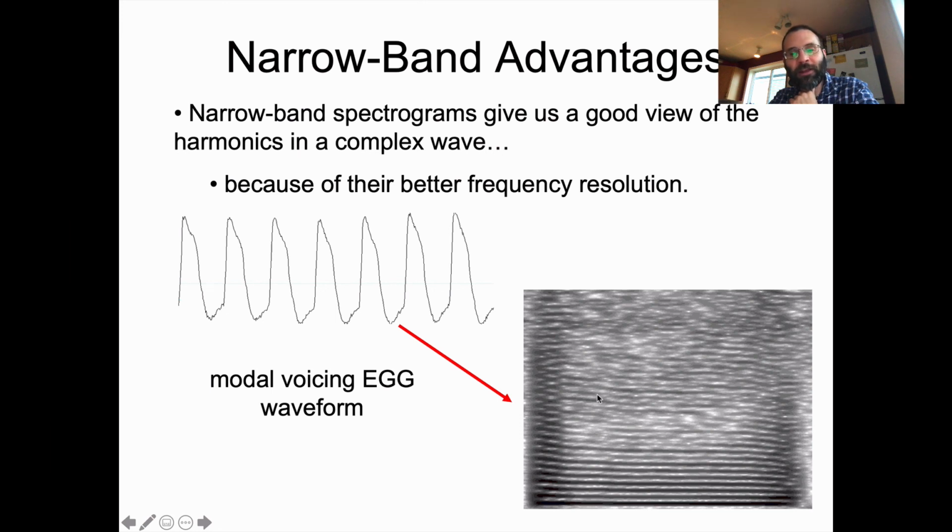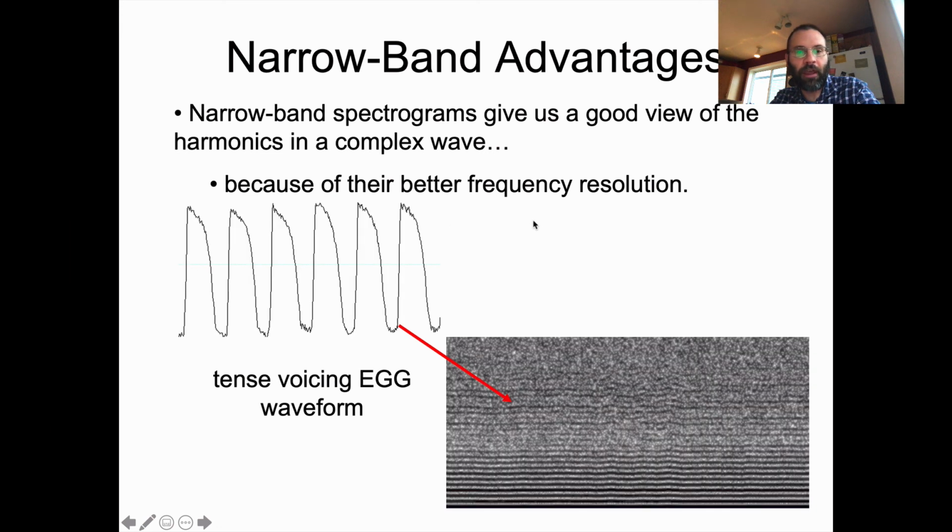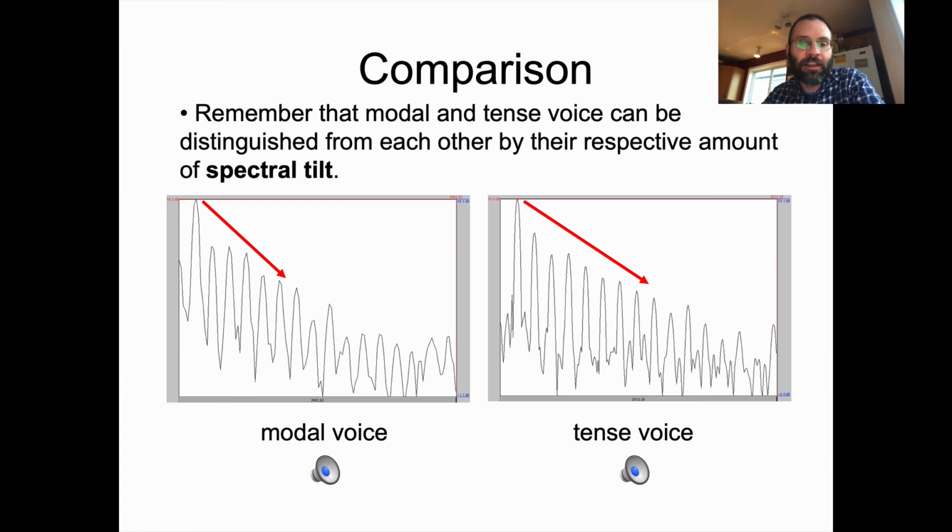With a narrow band spectrogram, you can see those harmonics quite nicely because you get good frequency resolution through that form of analysis. This is a tense voicing waveform. This is the snippet I showed you in the previous set of slides. And we get a similar analysis here, what looks similar when we create a narrow band spectrogram. You're getting these evenly spaced harmonics all the way up the scale, and they're supposed to decrease in intensity. But because this is tense voicing, we have less spectral tilt, so they don't decrease in intensity quite as rapidly as what we get from modal voice.